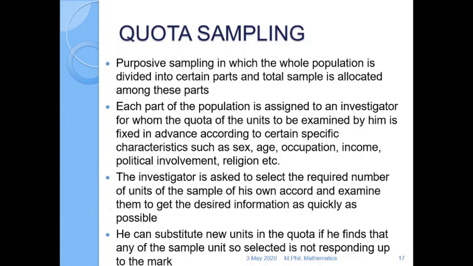And we can improve the reliability of the result by the division of population into quotas. Like the quotas may be selected according to certain specific characteristics such as age, sex, religion, income, etc.